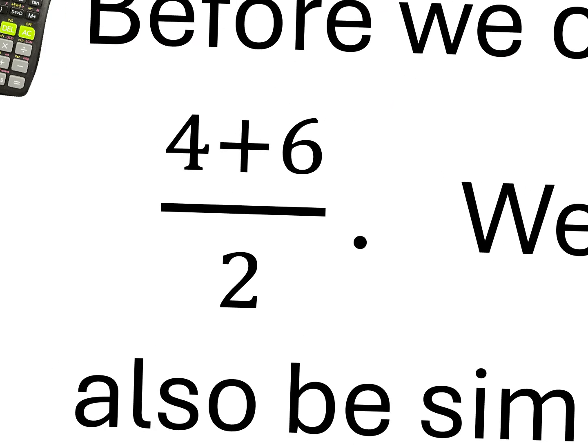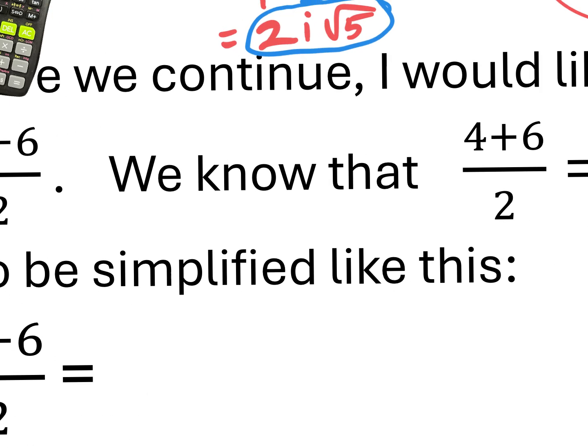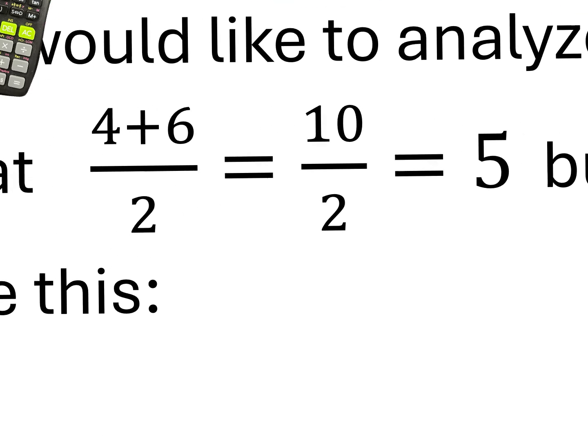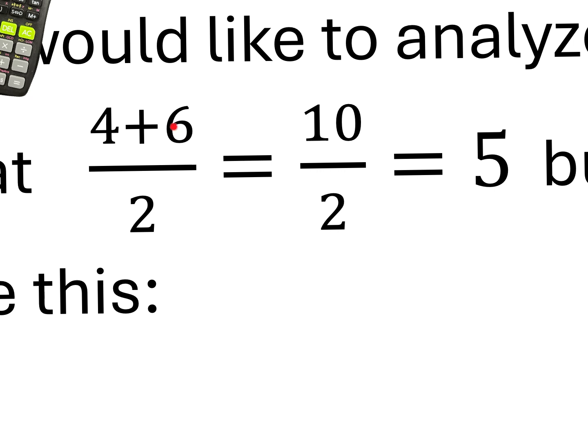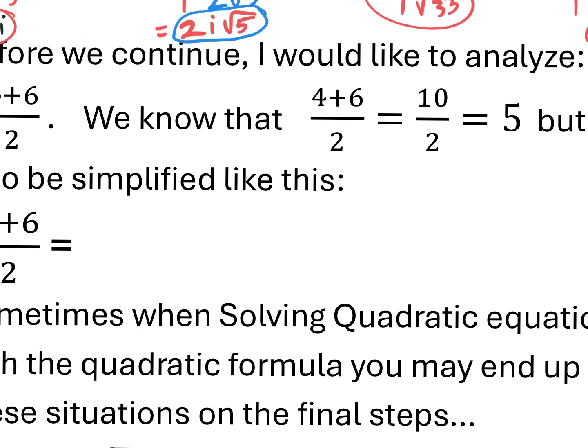4 plus 6 divided by 2. We all know that 4 plus 6 is 10, and 10 divided by 2 is 5. We know this, right? This is the correct math to do. 4 plus 6 is 10. 10 divided by 2 is 5. But I want you to look at this question and do it in a slightly different manner. What manner? Check it out.